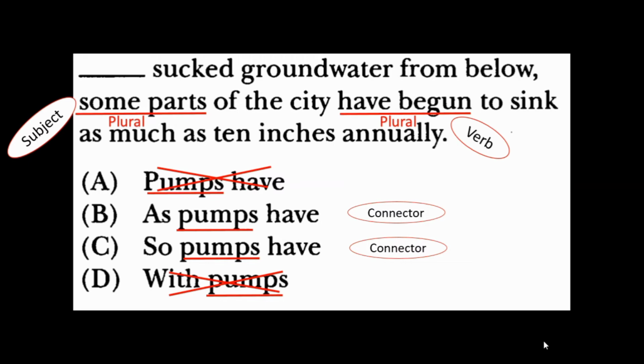Which one is the answer? Remember that so is a coordinate connector. It should be placed between the clauses, while the answer we need will fill in the blank in front of the sentence. It means that so isn't the answer. The best answer is B, as pumps have.